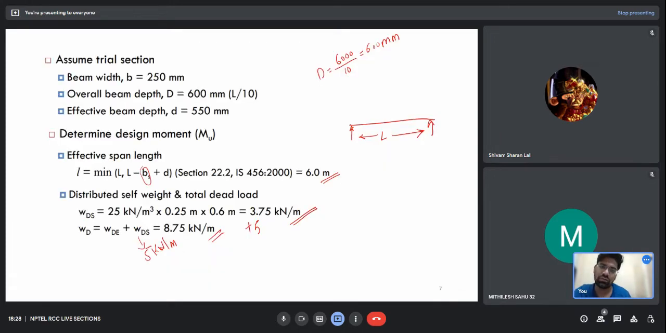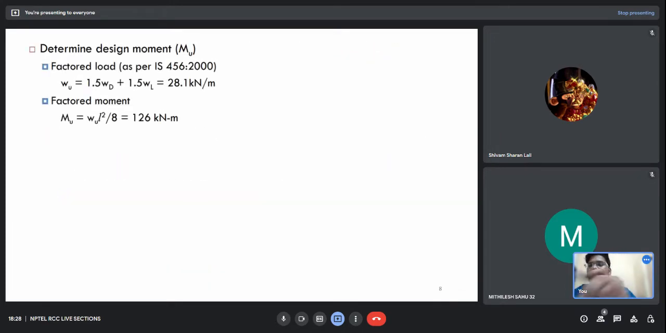Okay, so now the factored load. I had explained this: we have only dead load and live load, so the factored load will be 1.5 times these values. So I am getting this as the factored load.